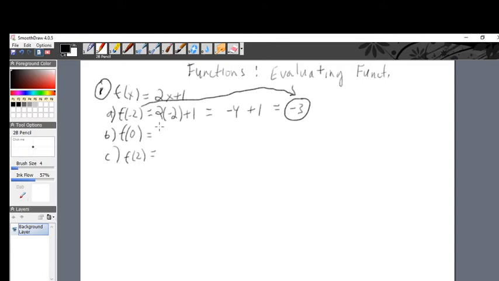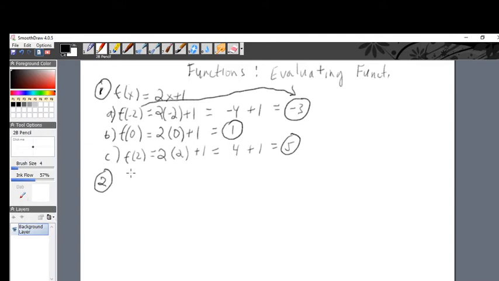You can see the pattern here. What do I replace x with in this case? With 0, that's the input. 2 times 0 is 0 plus 1 is equal to 1. And this problem is over pretty quick. What do I replace x with over here? With the number 2. So this is 2 times 2 plus 1 equals 4 plus 1 is equal to 5, and that's the answer to that problem. That's pretty straightforward. Let's go to problem number 2.